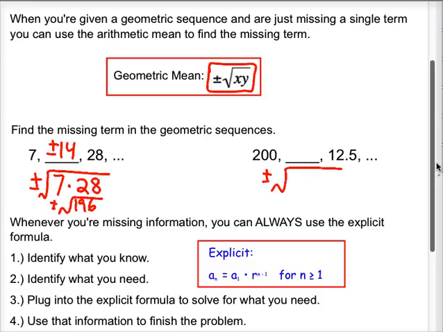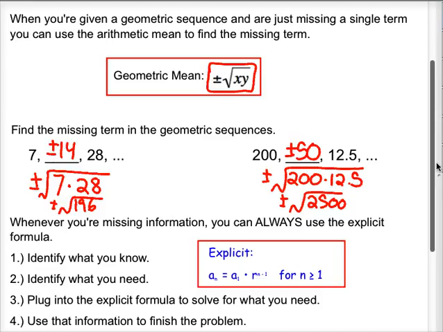Same thing for this one here. So if I know I'm dealing with a geometric sequence, all I need to do is multiply those two numbers together. Square root them. And I need to remember the plus and minus because again, I don't have enough information to know if I'm flip-flopping signs or not. Okay, so again, pretty basic, but unfortunately this only works when you're missing a single term.